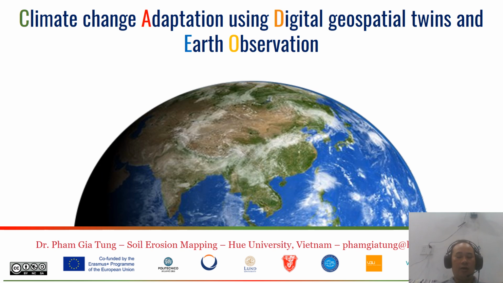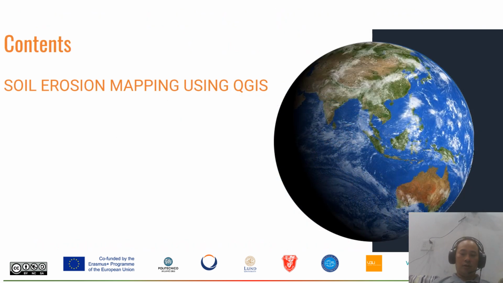Today I will introduce you to the lecture on soil erosion mapping using QGIS. This lecture belongs to climate change adaptation using digital geospatial screen and Earth observation. In this lecture, we will explore how to use QGIS to make a soil erosion map.